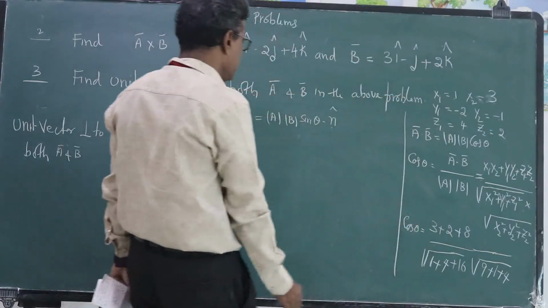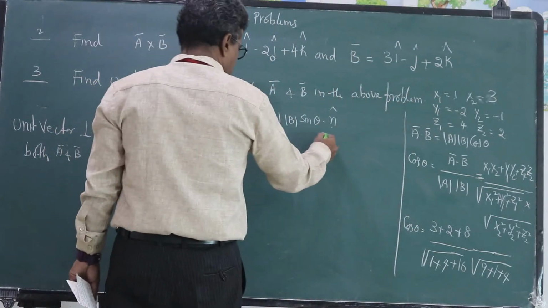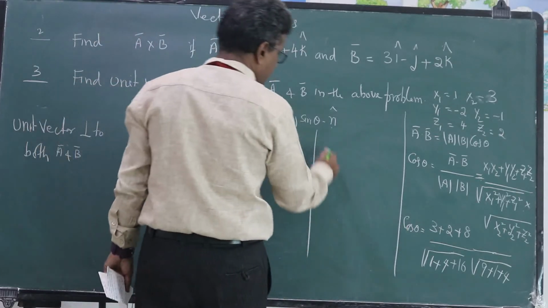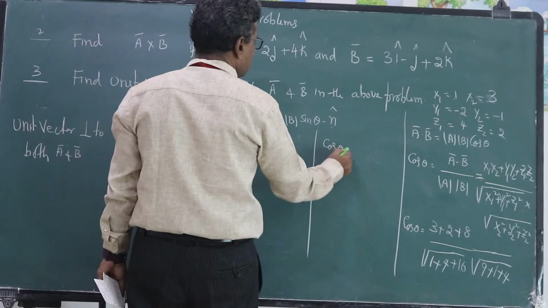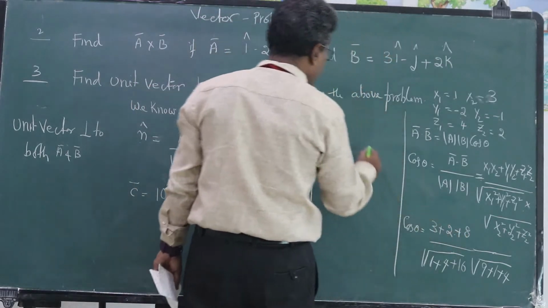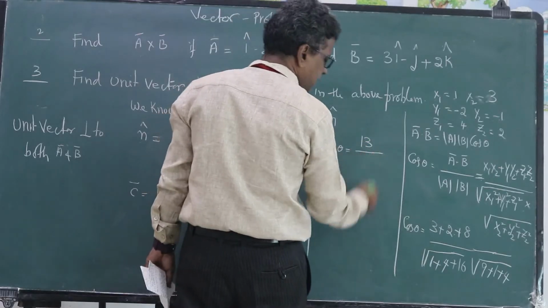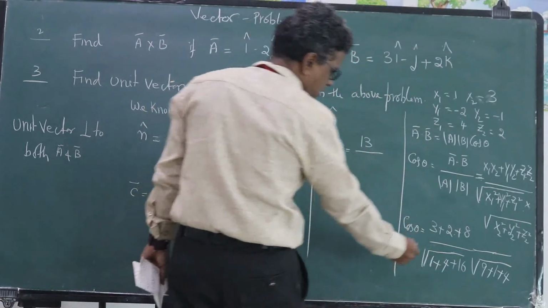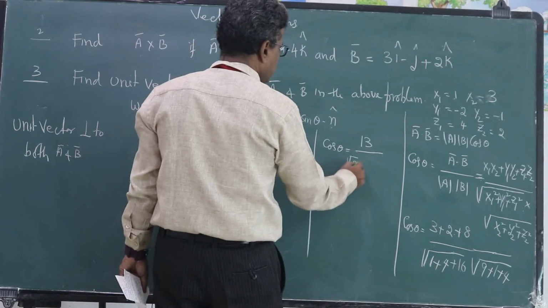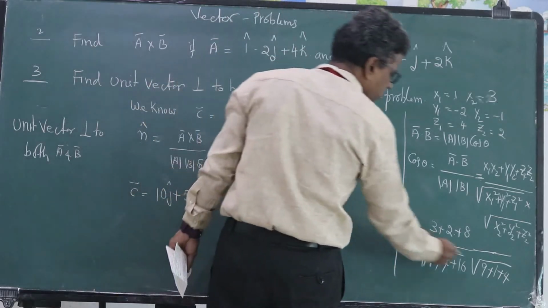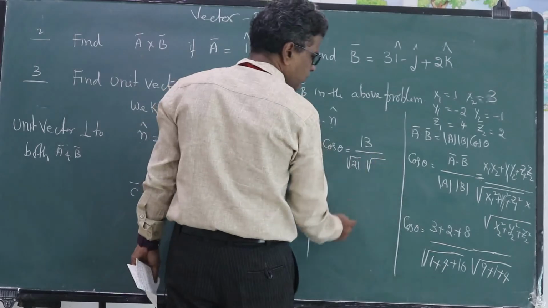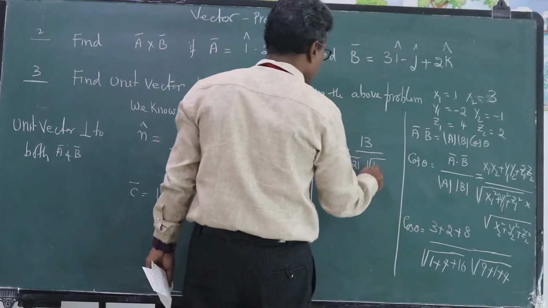So cos theta is equal to, what do we get? 3 plus 2, 8 plus 2, 10, by root of 21, since 1 plus 4 plus 16 is 21, into root of 9 plus 1 plus 4, which is 14. So this is root 14.